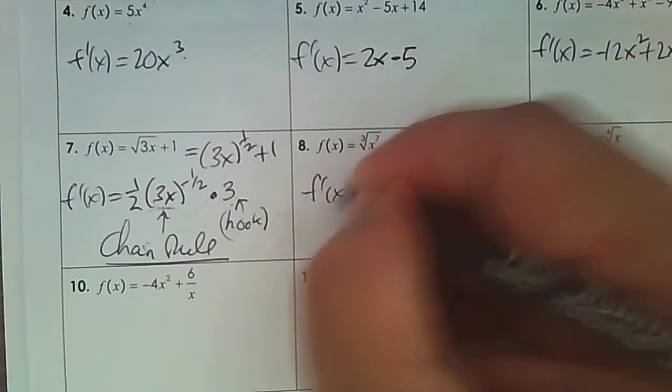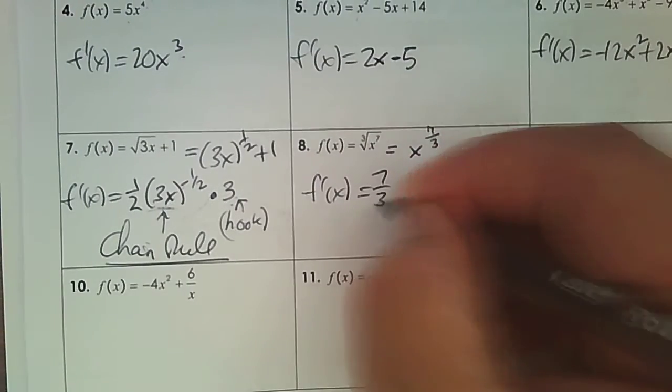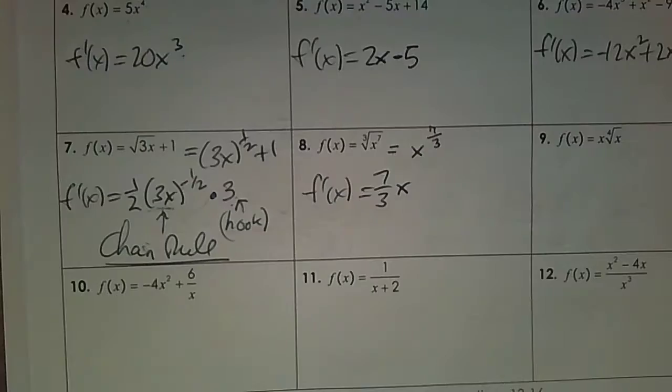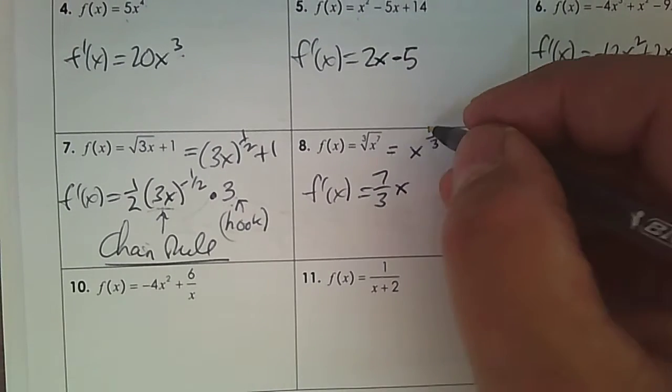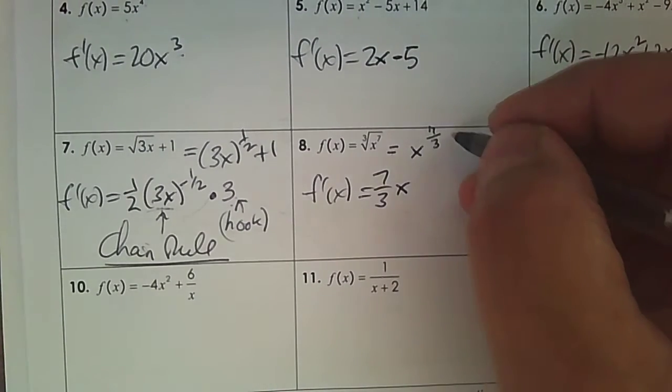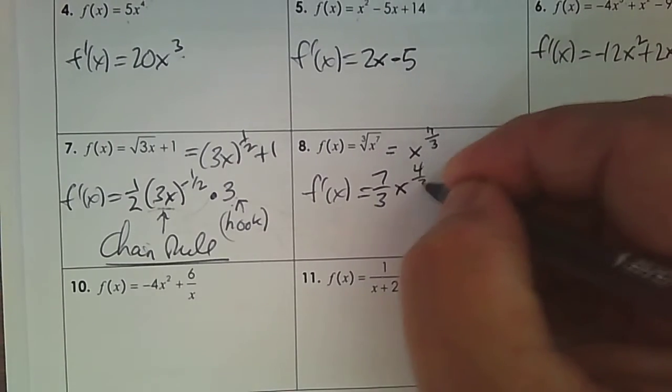Take the derivative of this. 7 over 3 times 1. And then, remember my thing? Subtract 1. So that's like 7 take away 3. So when you subtract 1, you get 4/3.